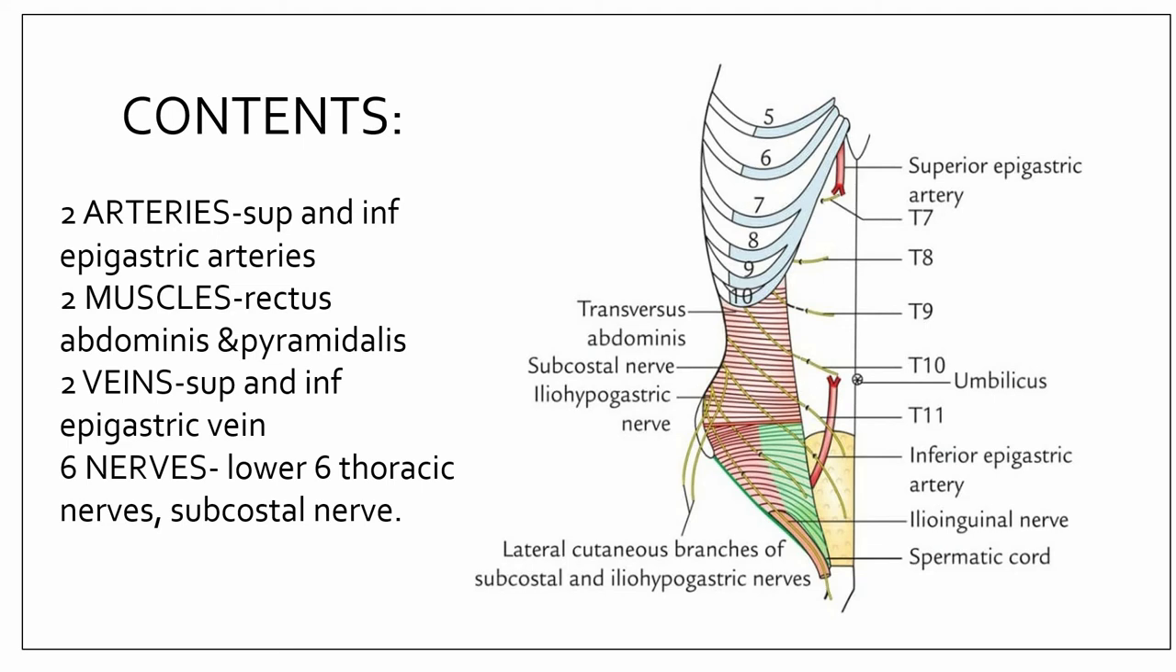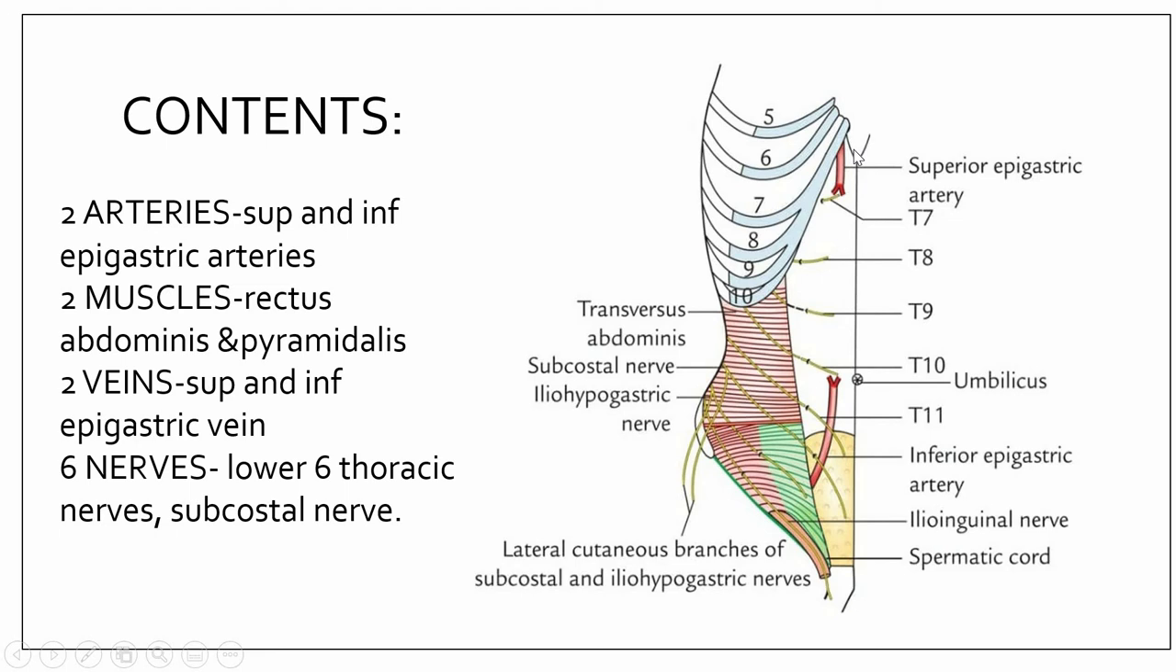So the superior epigastric artery is a branch of the internal thoracic artery, and the inferior epigastric artery is a branch of the external iliac artery. The superior epigastric artery enters through the gap between the costal margin and xiphoid process, and the inferior epigastric artery enters the sheath by passing in front of the arcuate line, as you can see here. So these anastomose with each other within the sheath, and they supply the rectus abdominis muscle.